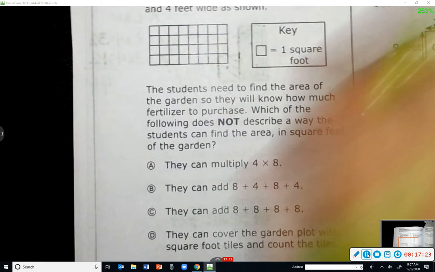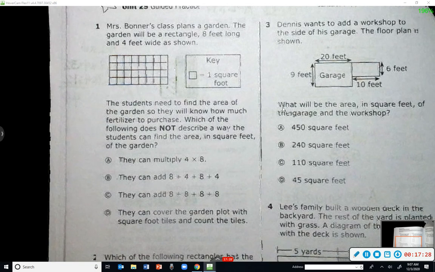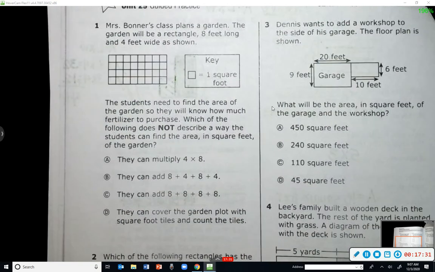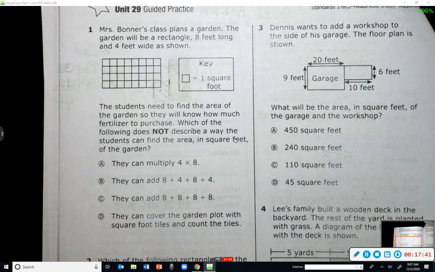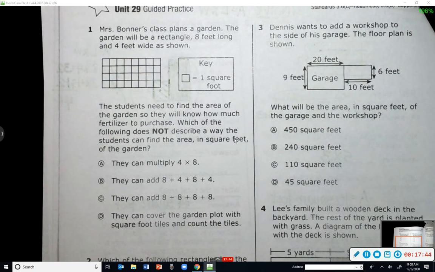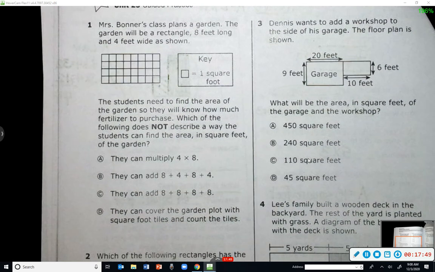Okay, I'm going to read this next one to you, and then I want you guys to try it on your own. I'm going to be walking around, making sure you're showing your work, using strategies like underlining, circling, eliminating answer choices you know are wrong. Number 1, Mrs. Bonner's class plans a garden. The garden will be a rectangle, 8 feet long and 4 feet wide as shown. The students need to find the area of the garden so they will know how much fertilizer to purchase. Which of the following does not describe a way the students can find the area in square feet of the garden?